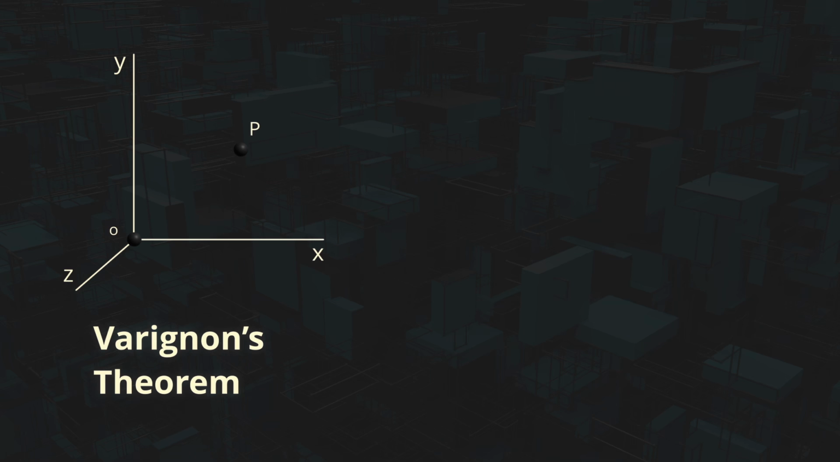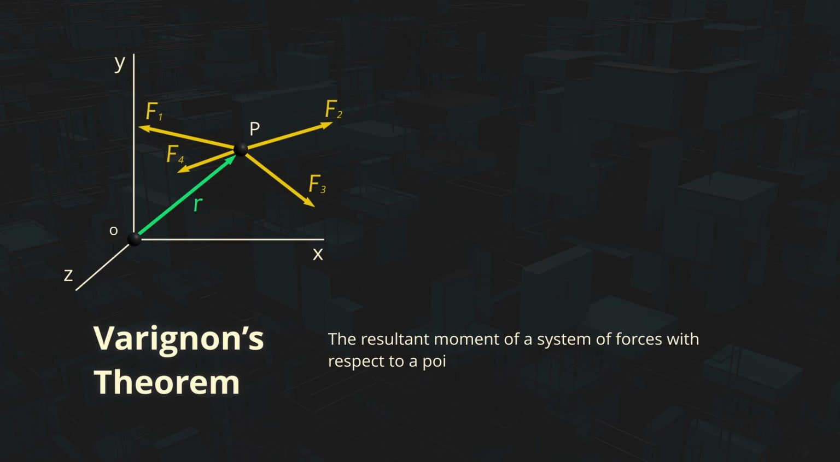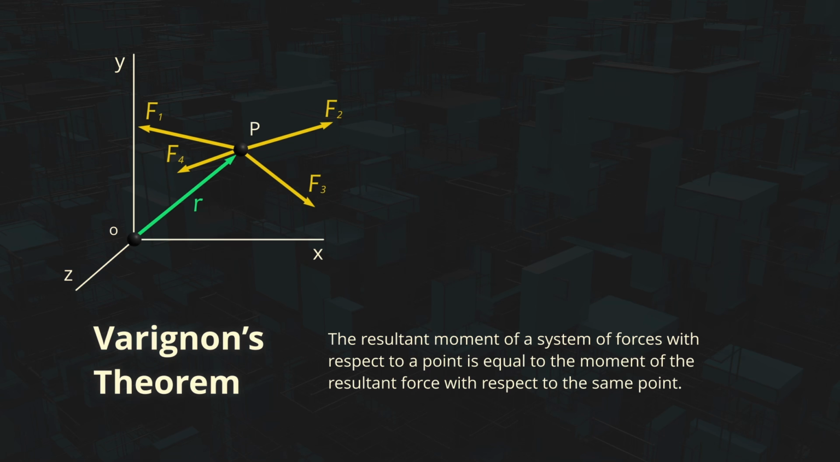Varignon's theorem states that the resultant moment of a force system with respect to a point O is equal to the moment of the resultant force with respect to the same point. Although it may sound somewhat complicated, we can express it with the following equation.